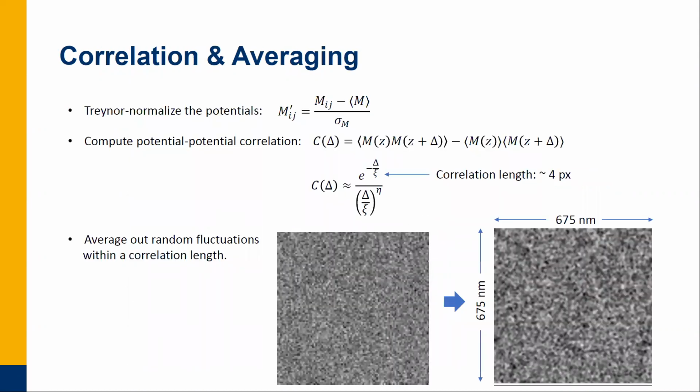The image has some fluctuations. You can average out these fluctuations if you do some averaging over the correlation length, no problem. So here's the raw image, and this is the corrected image. Great. Now it looks like a disordered background potential.